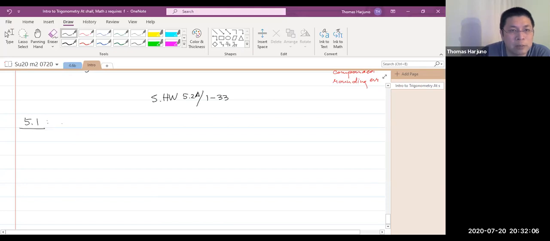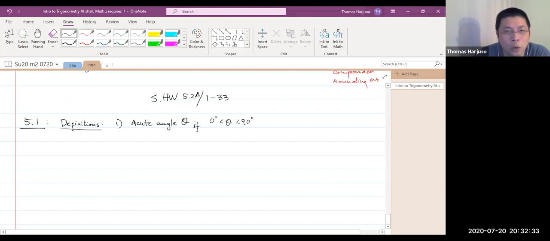Now, I go back to the material from 5.1, the one that I will need you to read. 5.1, some definitions of angles. The first one, acute angle. An angle theta is acute if theta is between 0 degrees and 90 degrees. Obtuse angle, if theta is more than 90 degrees but less than 180 degrees.